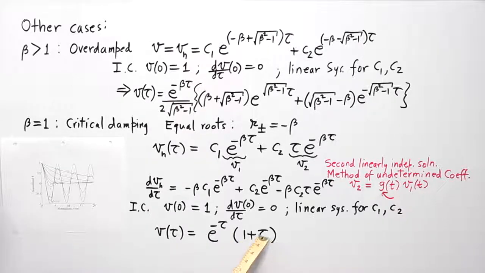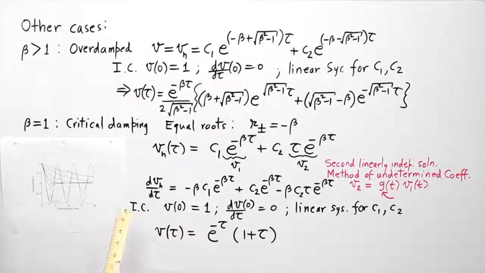So 1 plus tau is a factor which corresponds to growth. It starts at 1 and grows in time, tau. E to the minus tau is a decaying solution which starts at 1 and decays, and the product of these two corresponds to an overall decay starting with the solution that is given. It doesn't correspond to a growth followed by decay for the initial conditions that are given. We start at 1 and we start at 0 slope and then decay.